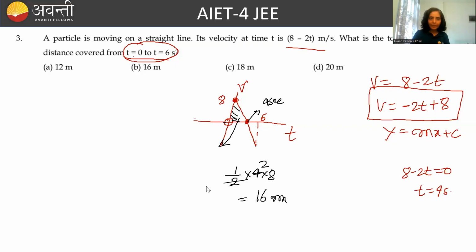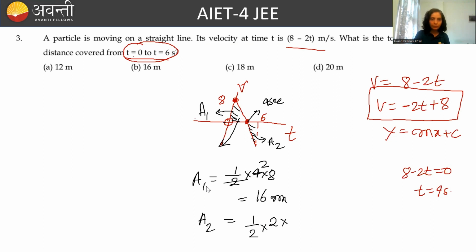So let's calculate the area of this portion. Let's call its area A1 and its area A2. So A1 is equal to this. Now if you're going to calculate A2, it will be equal to how much? Half into its base, 6 minus 4, that is 2, into its height. How much will be the height here?